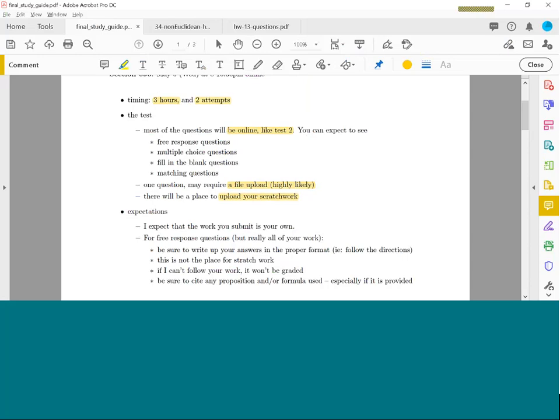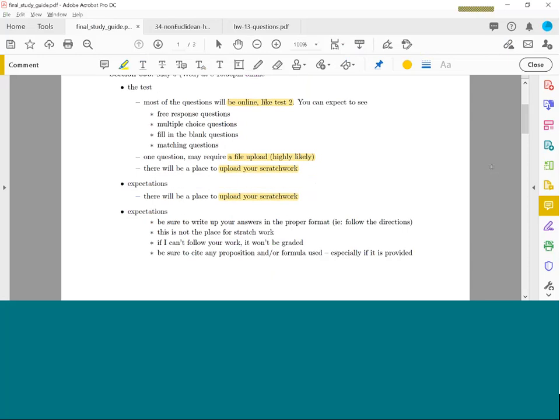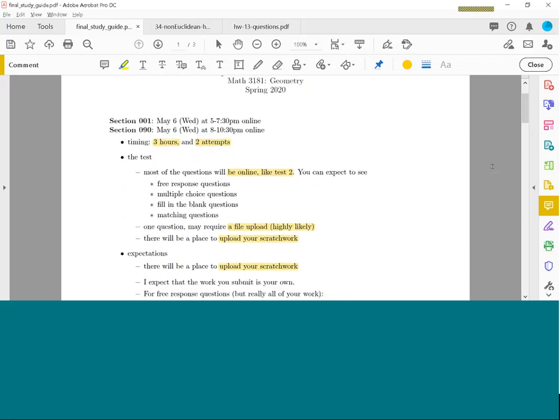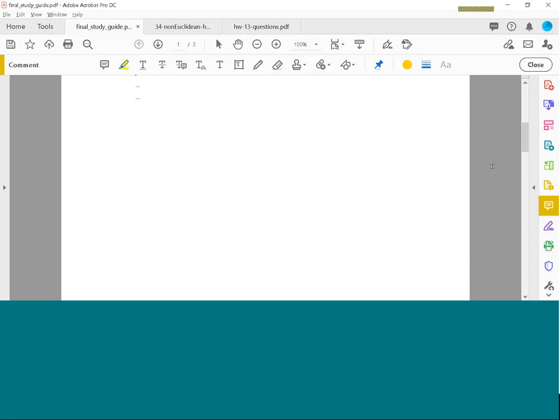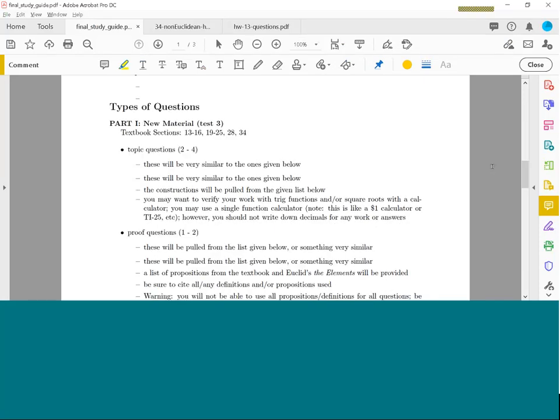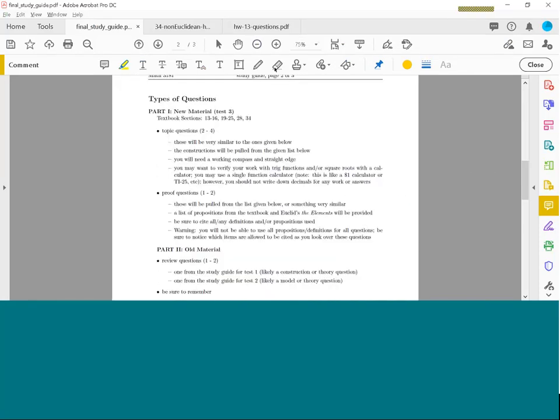Okay? Now, on to the topics. So what I did that was different on this study guide than the previous study guides is the whole first page is just dealing with the online part. Okay? So topics. This test is, roughly speaking, a third test. Okay? Most of the test is very much like a third test.